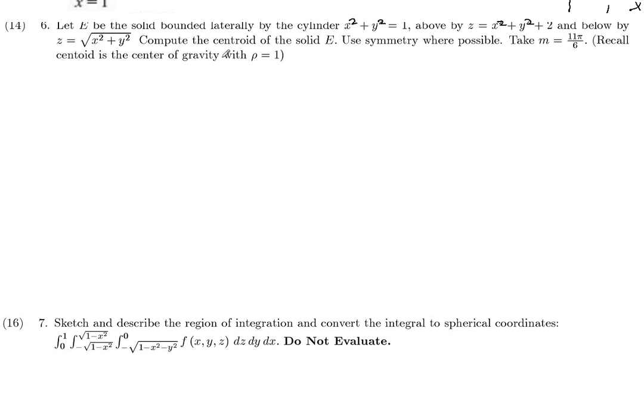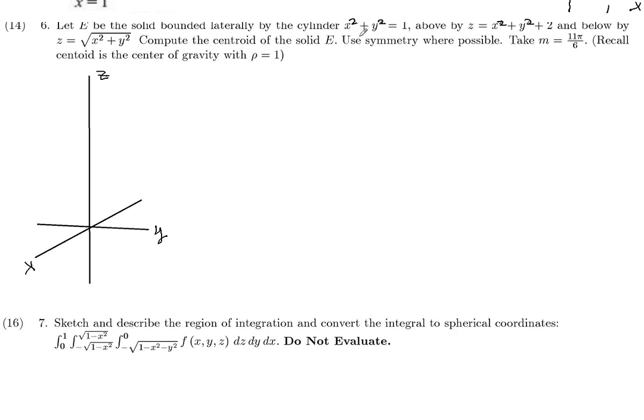So for that solid, we want to compute the centroid of the solid, use symmetry if possible, and I'm giving you the mass as 11 pi over 6. So here, remember, centroid is the same as center of gravity if density is equal to 1. Okay, so I'm just taking rho equals 1. So well, let's sketch this region here first. So here's our z-axis, and x and y. So this is y, z, and x.